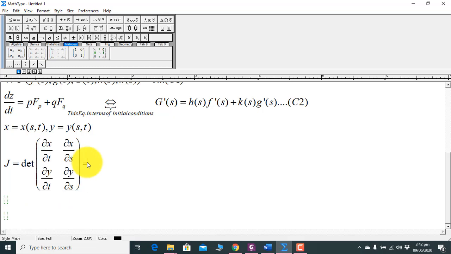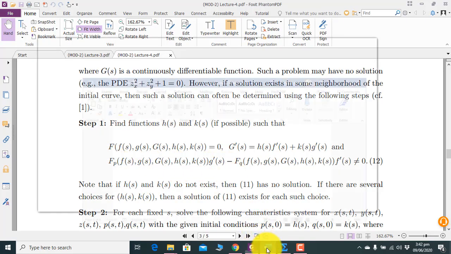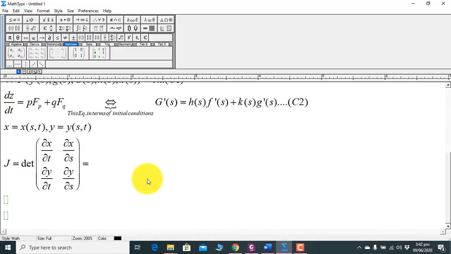So what will be the answer? If you multiply, you will get partial x over partial t multiplied by partial y over partial s. So what is actually written there in that form, in the Jacobian, is fpg bar. I will explain for you what this means.